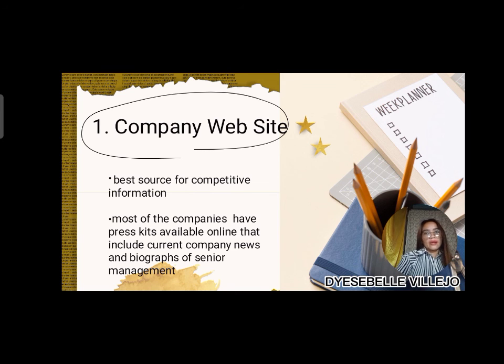Because this is where they post their new product innovations, detailed explanations of existing products, changes in their personnel, as well as the activities or programs their company offers. We can most often find these on company websites. So when conducting a competitive analysis, we should visit a company website first.